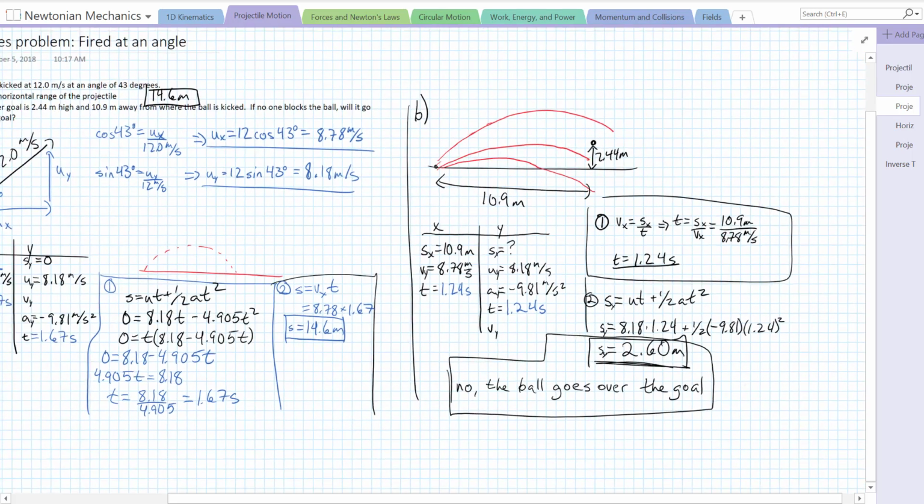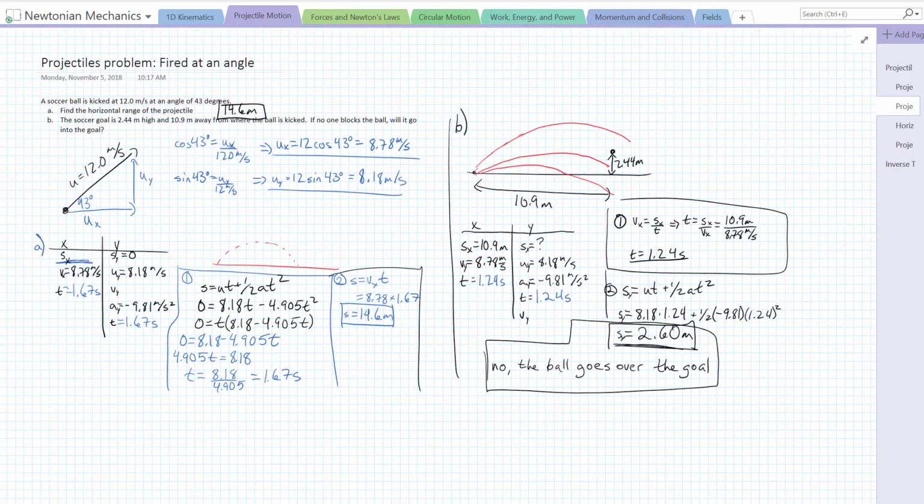There's our practice problem for projectiles fired at an angle. In summary, solve them the same way we do every projectiles problem. Initially, we need to take the x and y components of the velocity, and then we just plug in our values to the t-chart, solve for our unknowns using the SUVAT equations.